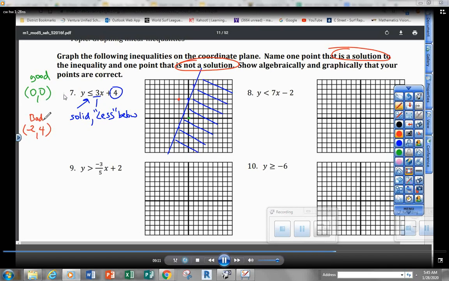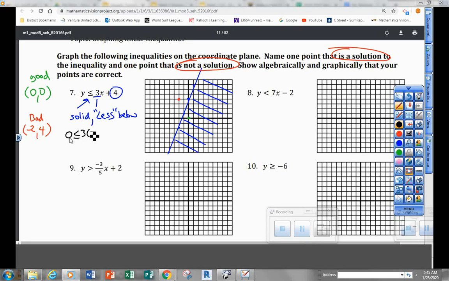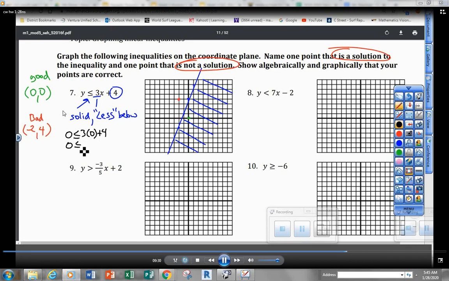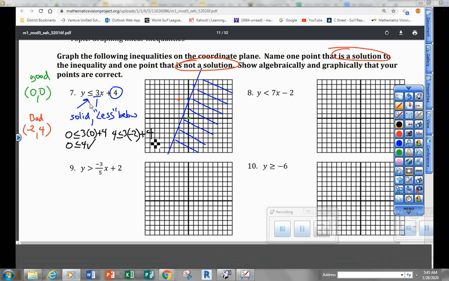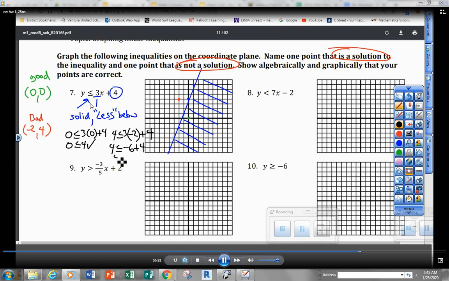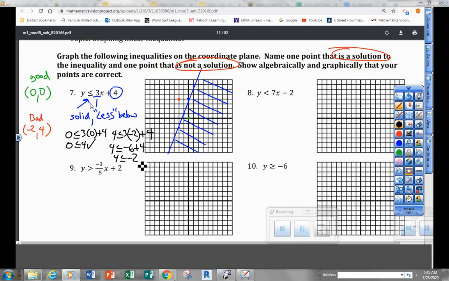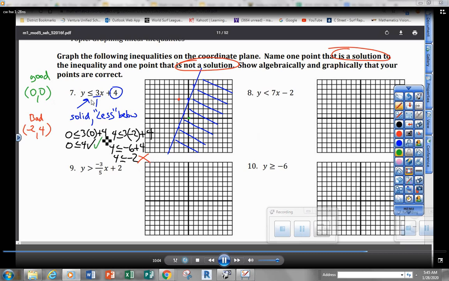So if I plug in 0, 0 into the inequality, it should give me a true statement. 0 for y, 0 for x. That gives me 0 less than or equal to 3 times 0 plus 4. Gives me 0 less than or equal to 4. That is true. When I plug in negative 2, 4 into that, gives me 4 less than or equal to 3 times negative 2 plus 4. That gives me 4 less than or equal to negative 6 plus 4. That is a false statement. 4 is not less than or equal to negative 2. That is false. Only 0, 0, only these points will satisfy that inequality.